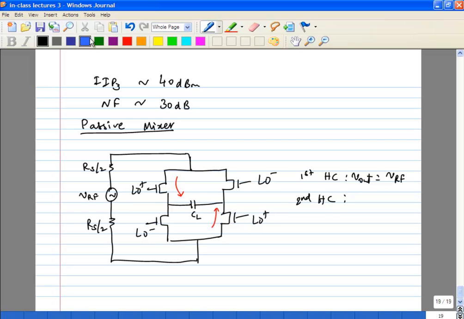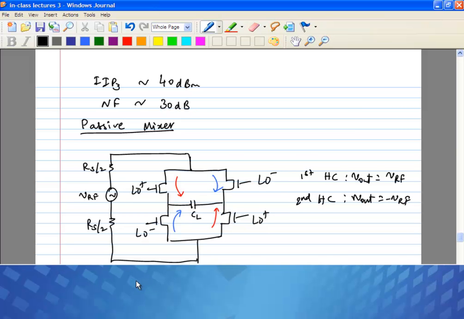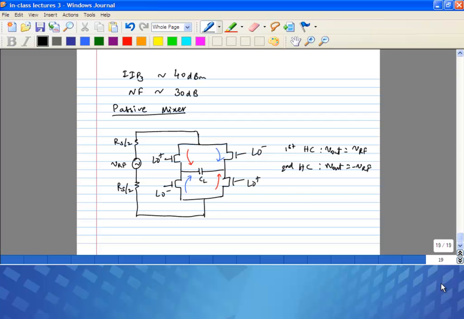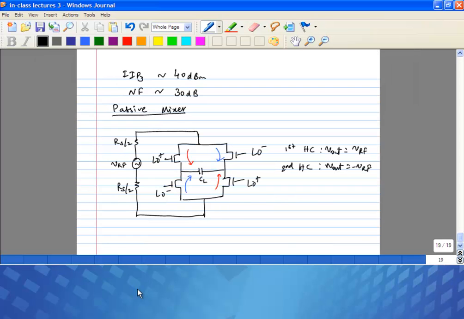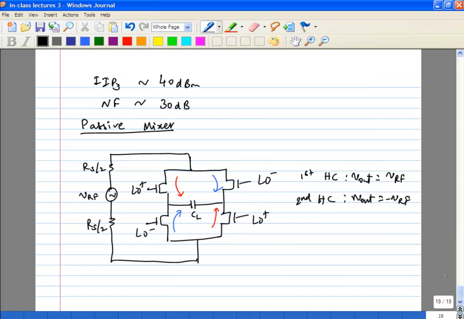In the second half cycle, we have these switches conducting, so it's minus VRF. So if you look at the overall transmission, it's as if your output RF is switching between plus and minus RF at the rate of the LO.